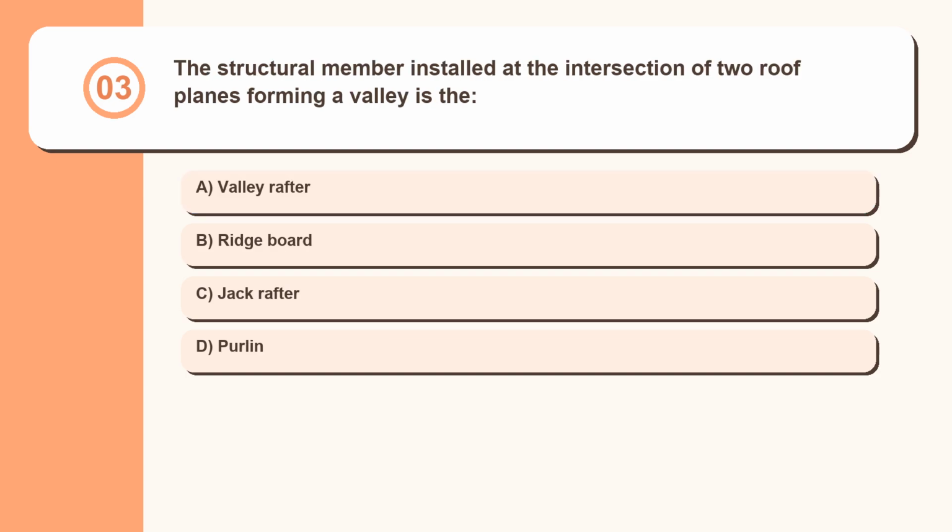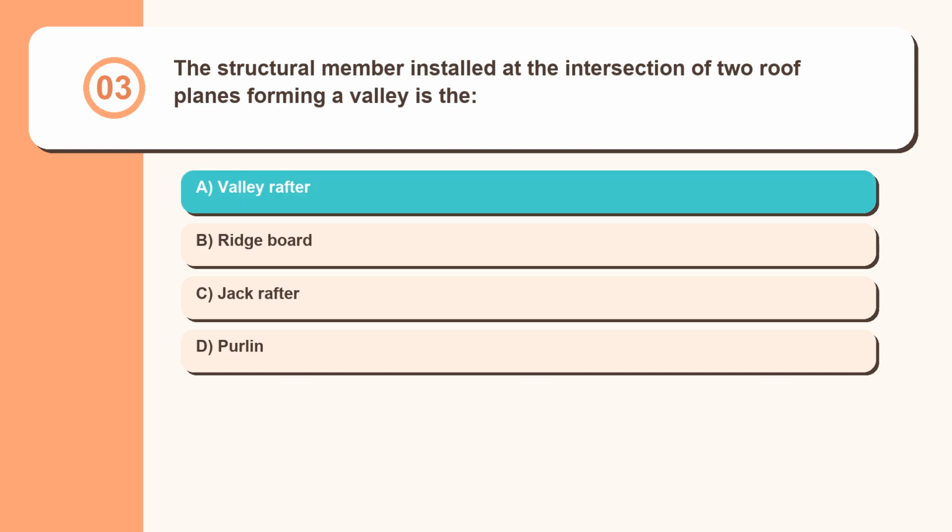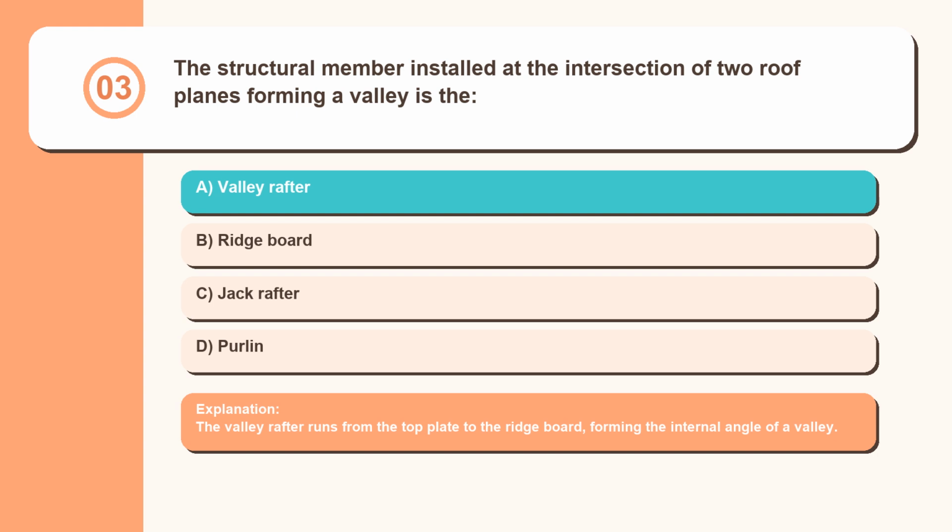Question 3. The structural member installed at the intersection of two roof planes forming a valley is the valley rafter, ridge board, jack rafter, purlin. The valley rafter runs from the top plate to the ridge board, forming the internal angle of a valley.